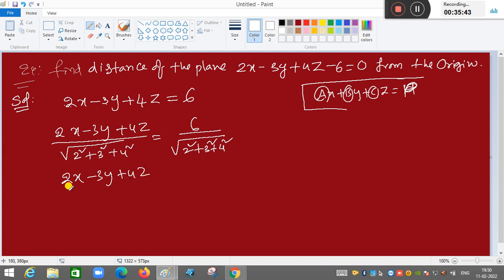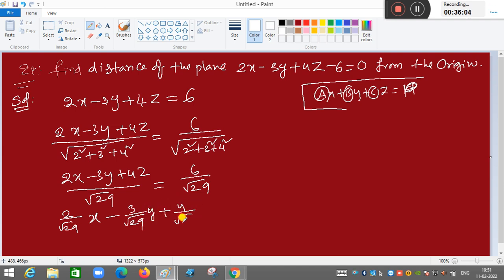4z by root of 29. This 6 by root of 29. Okay, so what we have to find? See here, I will write it one more step. This is x, 3 by root of 29, y plus 4 by root of 29 z equal to 6 by root of 29.